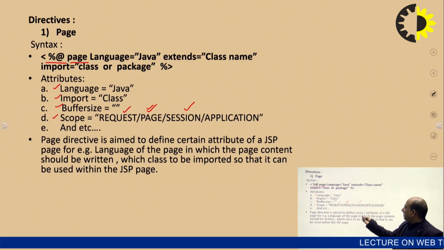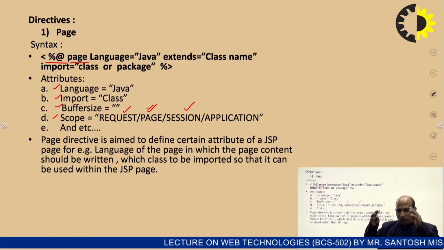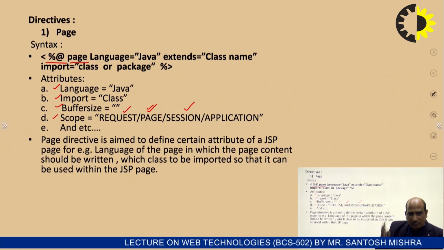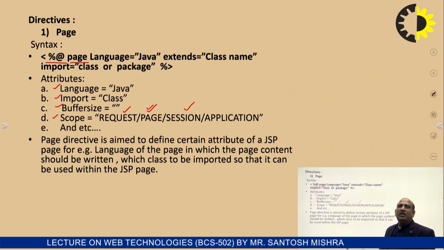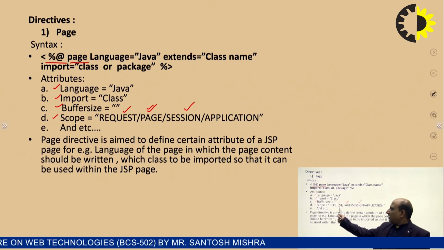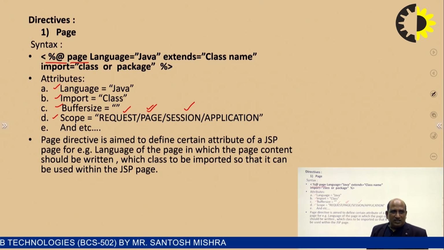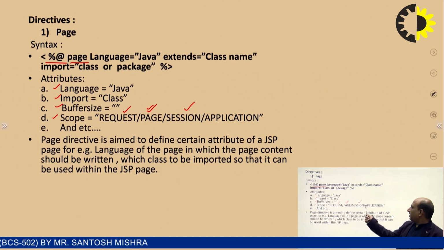And if the scope you have set is application, then the content of the page may be accessed throughout the entire application. Means for the whole application, the content of the page is accessible. So you can conclude that request has the least accessibility, page is higher than that, session is higher than page, and application has the highest accessibility.